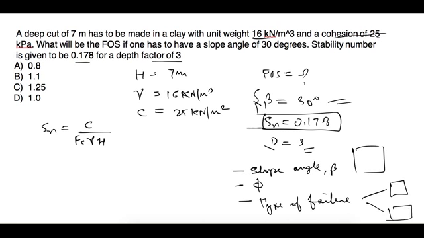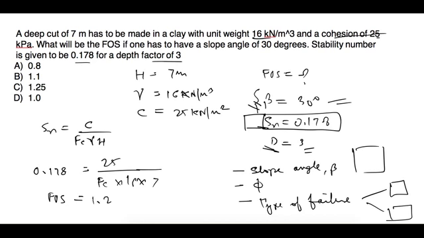So when we have been given the stability number, it means that this stability number considers the depth factor and it considers the slope angle also. So we need not worry about that, we can simply use this formula. So here stability number is given as 0.178, C is 25, and factor of safety we have to find, gamma is 16 and height, depth of cut, is 7. So from here factor of safety comes out to be 1.25. That is the answer.